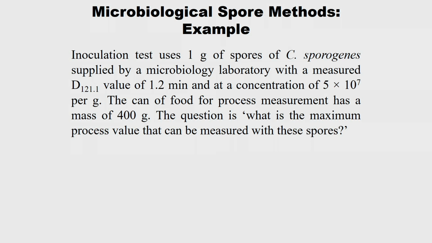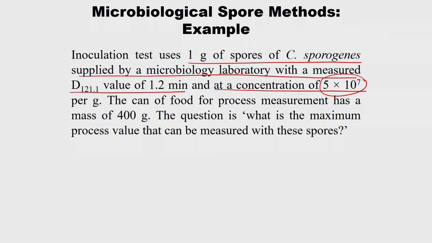So, what they have given is an inoculation test that uses 1 gram of spores of C. sporogenes supplied by the microbiology laboratory with a measured D value of 1.2 minutes at a concentration of 5 into 10 to the power of 7 per gram. The can of food for process measurement has a mass of 400. The question is, what is the maximum process value that can be measured?